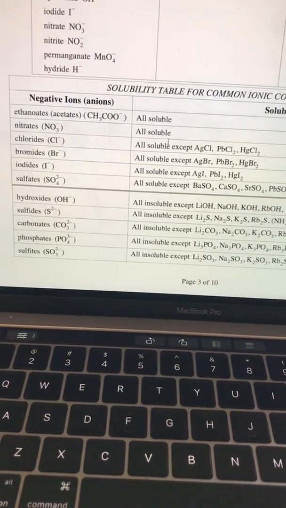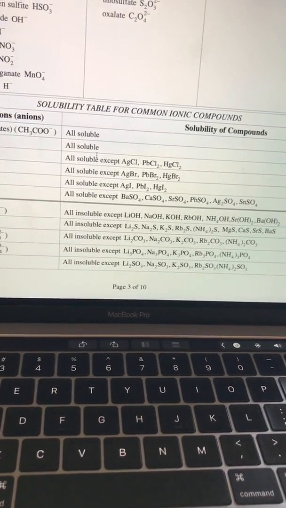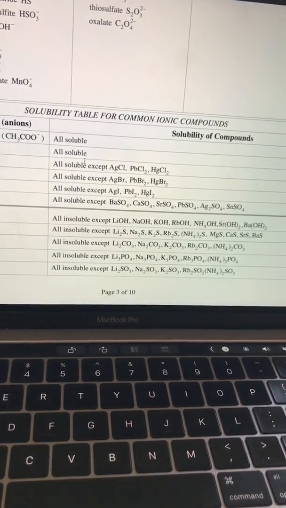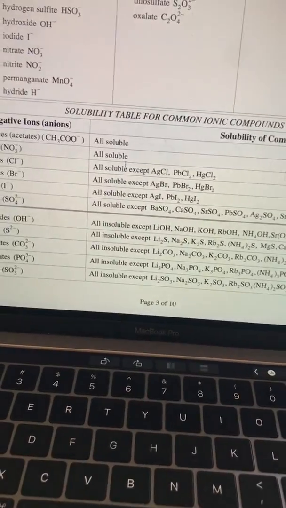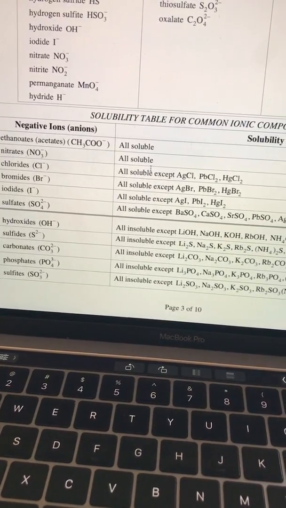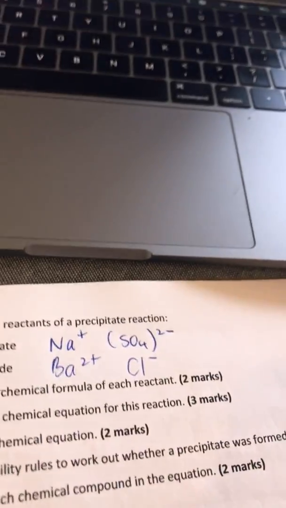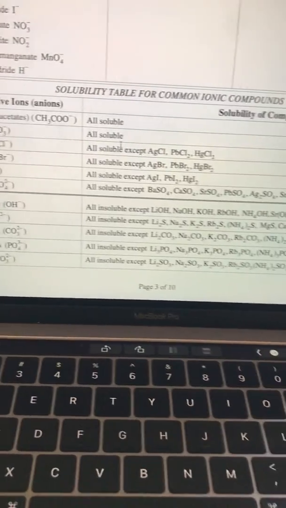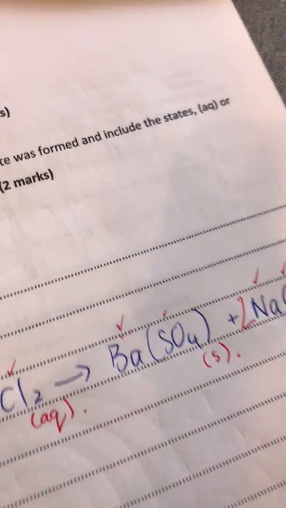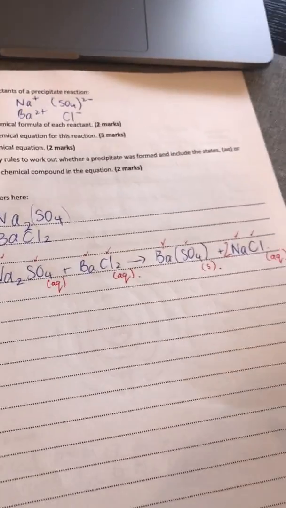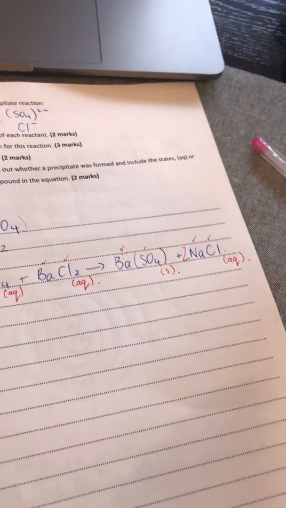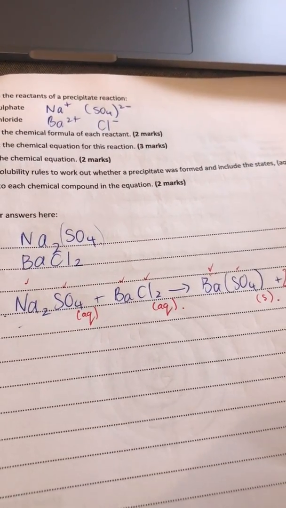All sulfates, except for those exceptions, which doesn't include sodium, are soluble. So Na2SO4 is aqueous. NaCl, so all chlorides we've already looked at, all soluble except for those exceptions. So NaCl is aqueous. And then barium sulfate, so sulfates, all are soluble except for barium sulfate. So barium sulfate should have got an S for solid, would have formed a precipitate. So you got half a mark for each of those states included in your equation, which totaled 2.